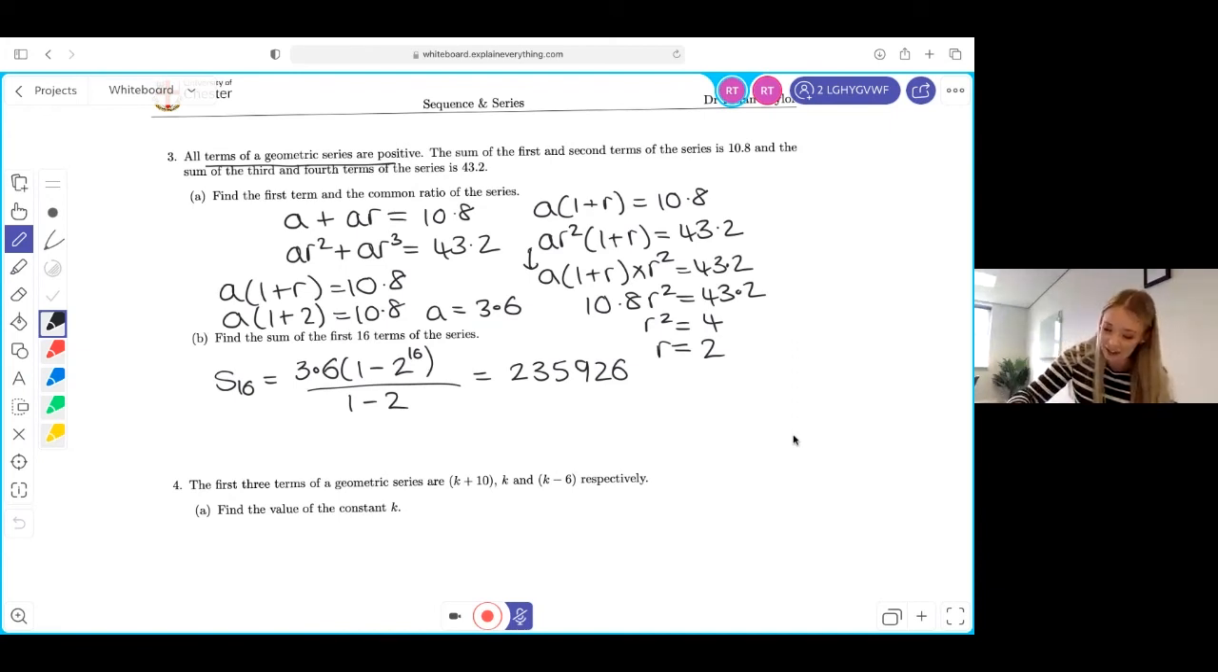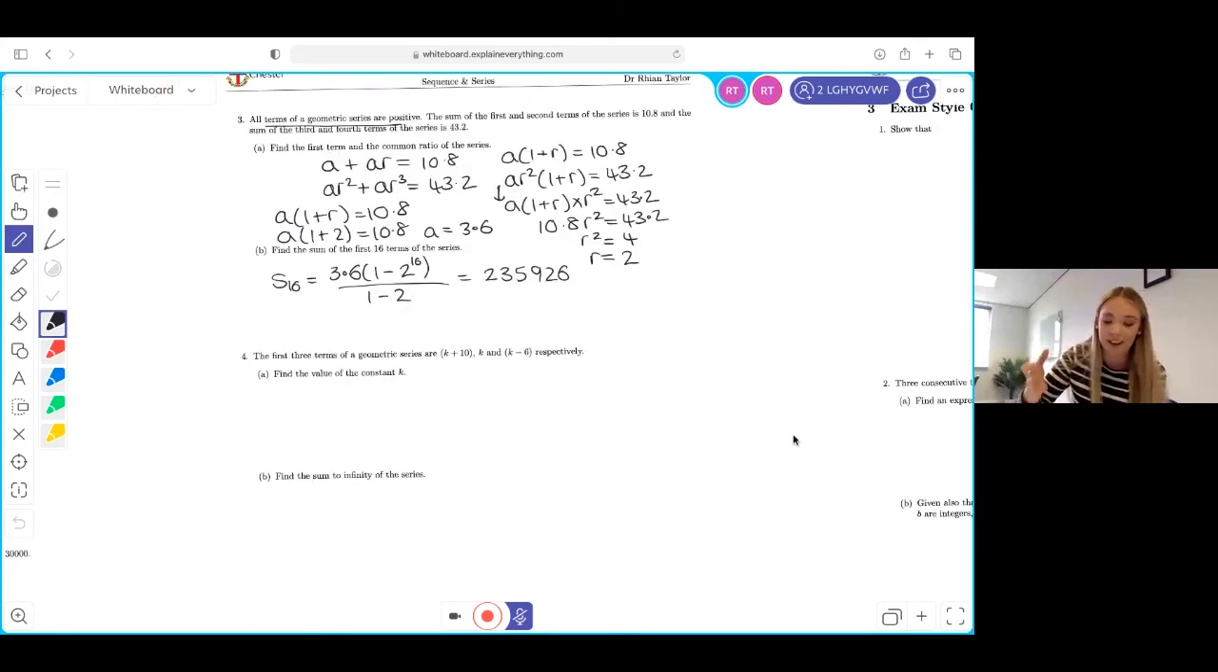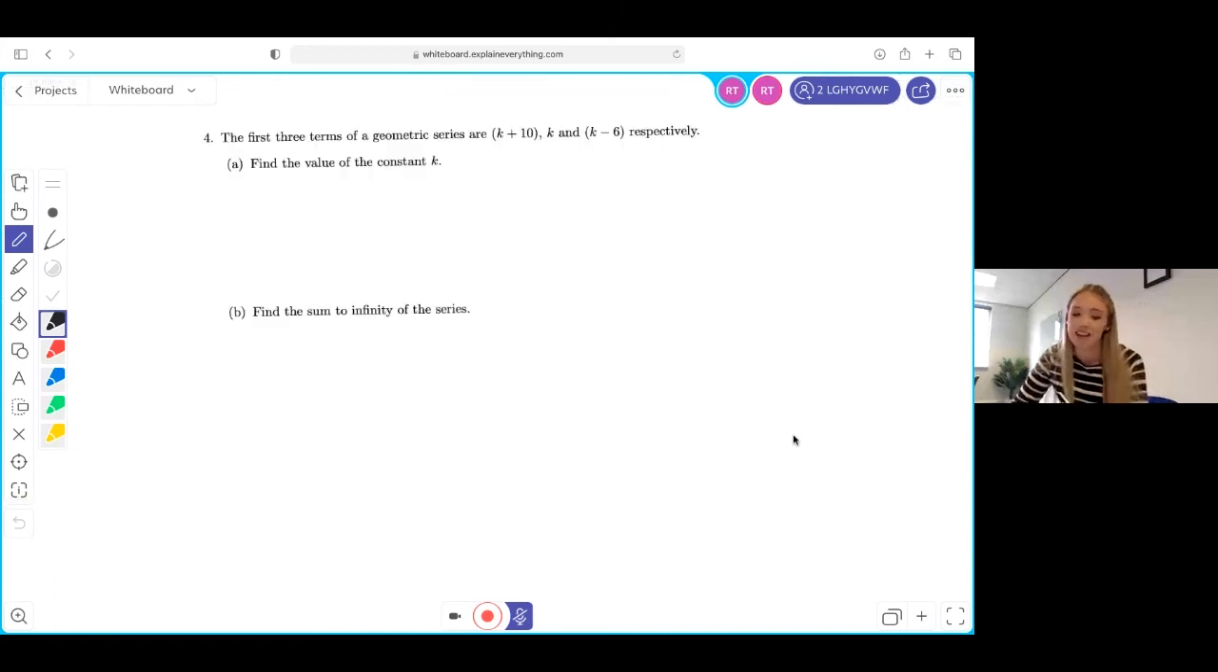The next one that I wanted to do was just another algebraic one, but now in the form of a geometric series. So with our arithmetic one, we knew that the difference between them was the same. Now we want to look at the common ratio between them. So if the first term is k plus 10, the second term is k, and the third term is k minus 6, because we just want to find this constant k, the ratios between them must be the same. So it's times them by the same amount each time.